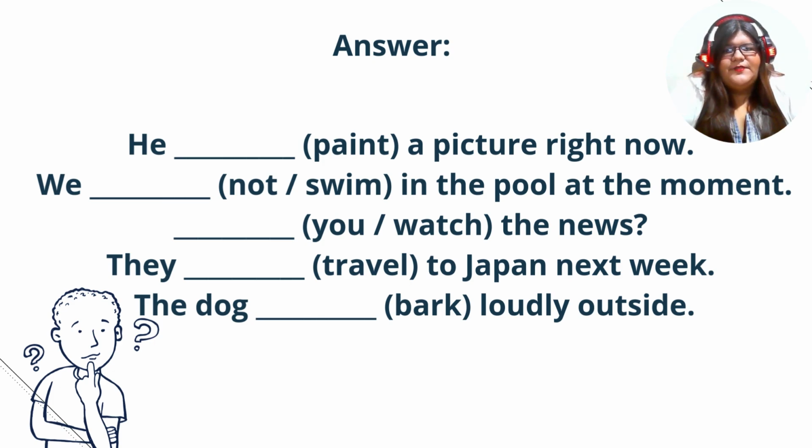He paint a picture right now. We not swim in the pool at the moment. They travel to Japan this week. The dog barked loudly outside. Which could be the answer, guys? I don't know. Write it down below in the comments. I'll be reading those comments to see if you understood how the present continuous works.